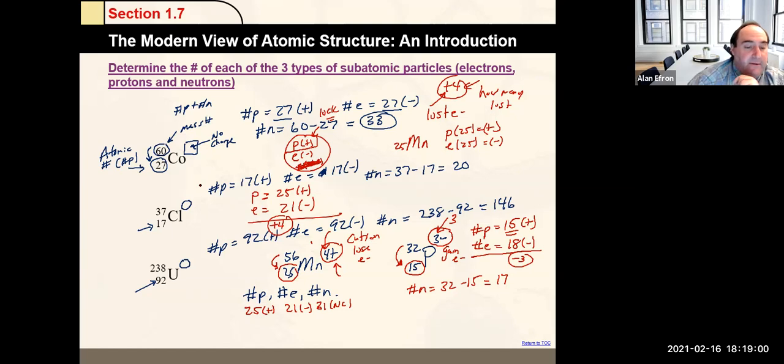So obviously you do need to be able to write these symbols correctly, showing the mass number and the atomic number. You also need to obviously be able to figure out how many protons, electrons, and neutrons there are. And lastly, you need to be able to do this with things with either positive or negative charges. Any questions on any of that stuff there?